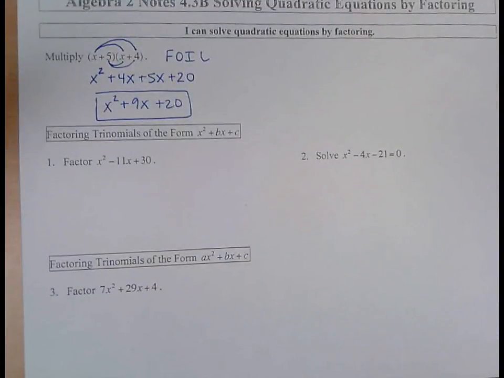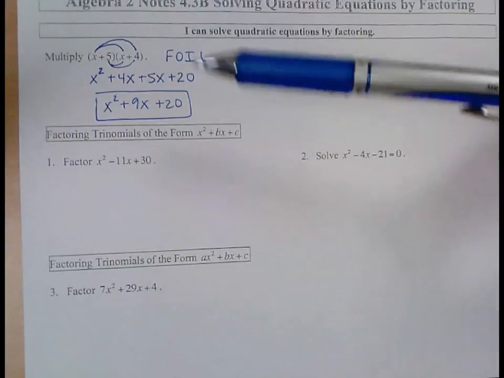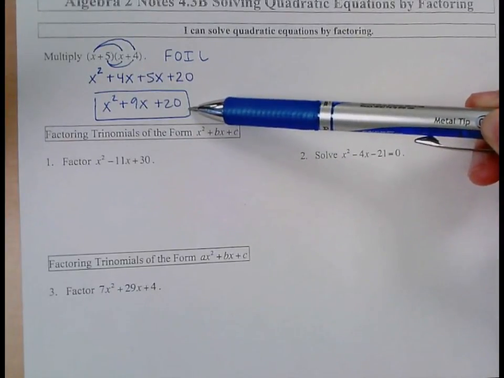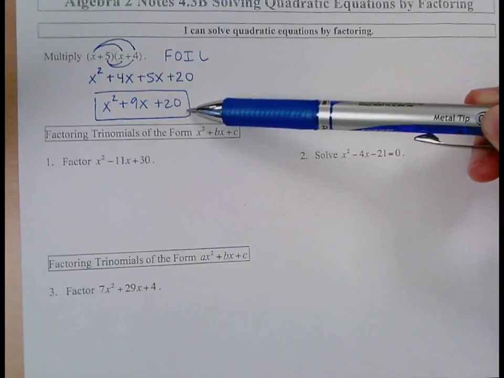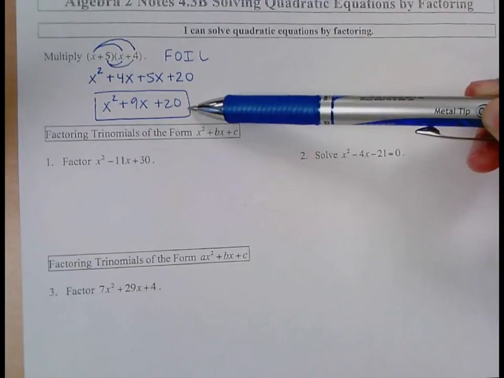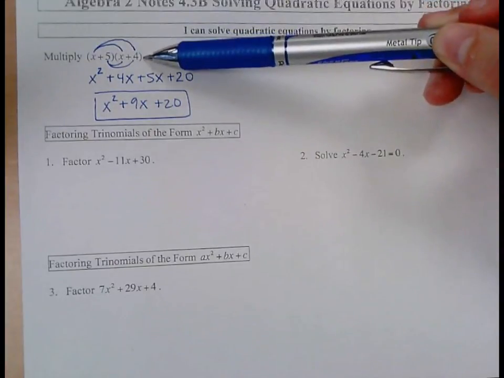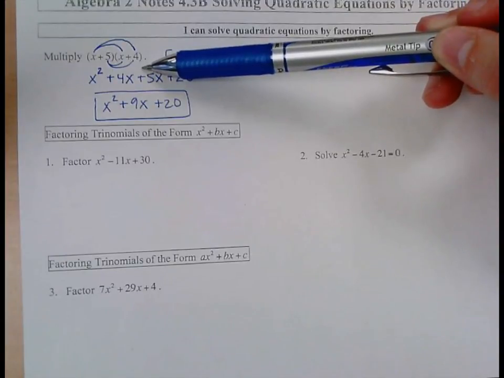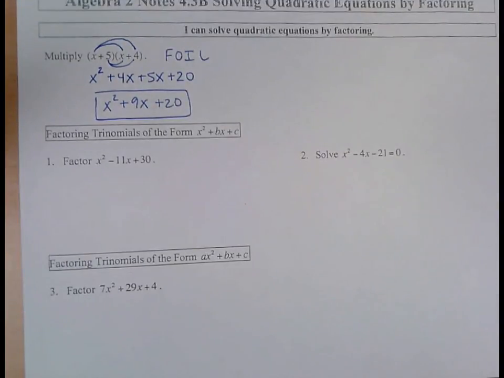So why I'm reviewing this with you, one way is for you to see, now you're going to be starting with the trinomials such as x squared plus 9x plus 20. And when you're asked to factor, you are doing the reverse of FOILing, so your answer should be something in the form of x plus 5 times x plus 4. So it's going to be working backwards.